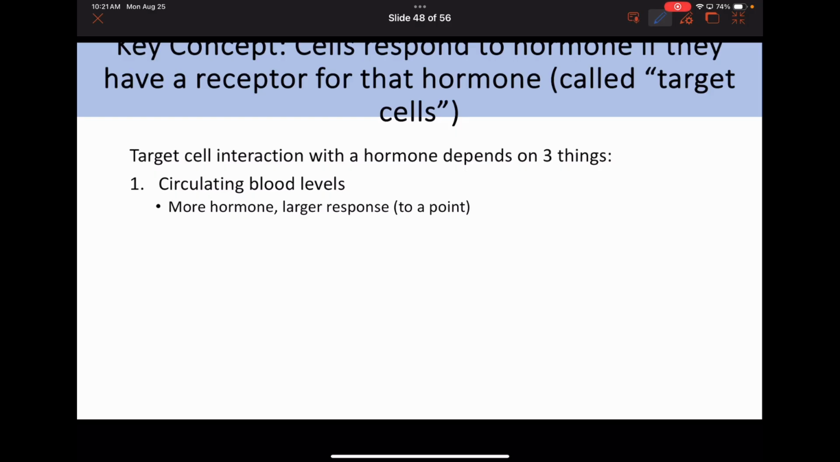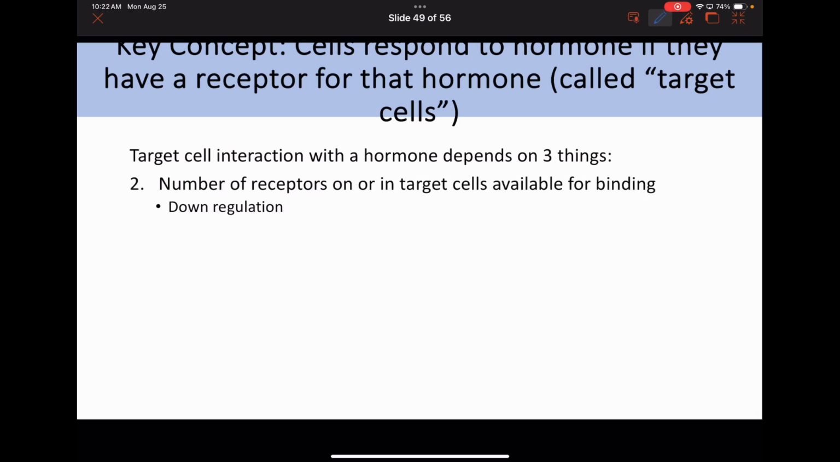So how well a cell responds is going to depend on a few different factors. One is circulating blood levels. The more hormone you have around, the larger your response you can give, to a point though. There comes a point when more hormone doesn't necessarily mean a bigger response, because there's only so many receptors for those hormones. So once we're saturated and used up all the receptors, it doesn't matter how much more hormone you release. It's going to have a certain stopping point where you can't increase the rate of response anymore. Does that make sense? Okay.